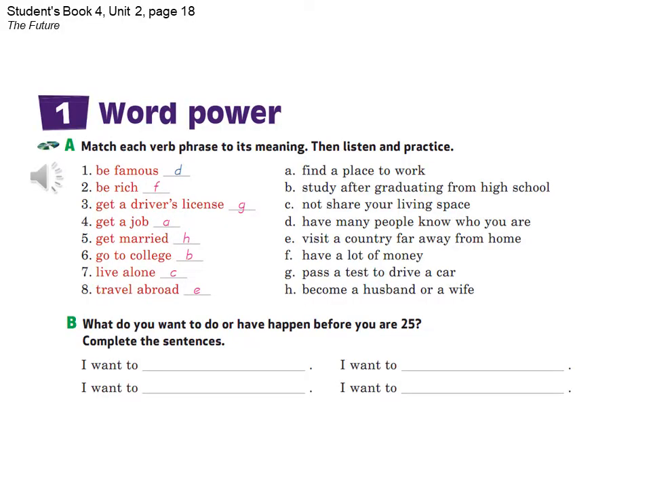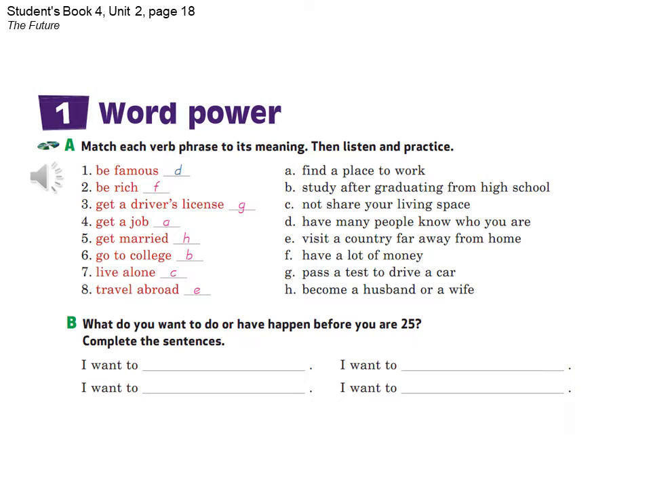Lesson 6. When I'm older. Page 18. Exercise 1. Word power. Part A. Match each verb phrase to its meaning. Then listen and practice.